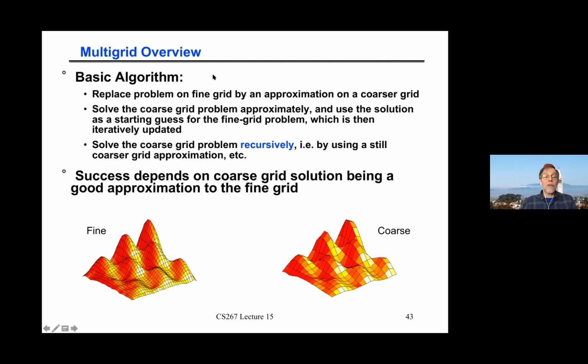Okay, so to repeat that, I'm going to replace the problem on a fine grid by an approximation on a coarser grid, solve the coarse grid approximately, and use that as a starting guess for the fine grid problem. And then I will update it to get the local solution correct. So if there are jaggy points from mesh point to mesh point, I will do some local corrections only, nearest neighbor only, to get those correct. And as I said, this depends on the coarse grid solution being a decent approximation to the fine grid.